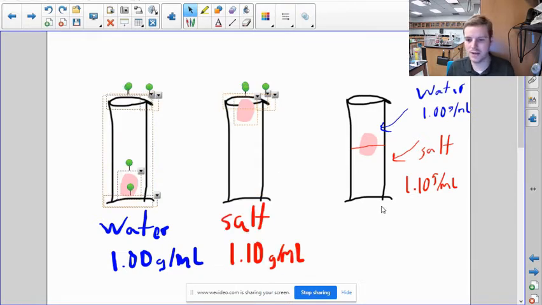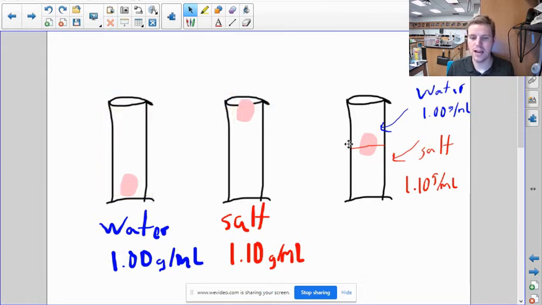So that's actually what's happening in that last one here on the right. We just have the water and the salt water in the same container.